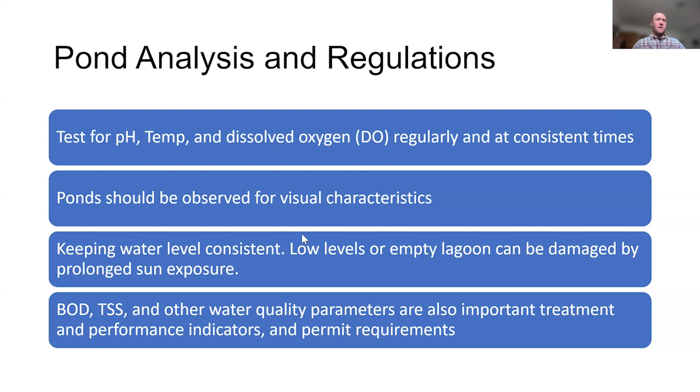Keeping water levels relatively consistent is important because if you have a lagoon that's empty or at very low levels, sun damage from UV can damage the liner especially. So it's good to keep some water in there. Of course, they fluctuate throughout the year depending on what kind of lagoon you have, evaporative or not. But generally it's better to not keep them empty due to that sun damage.